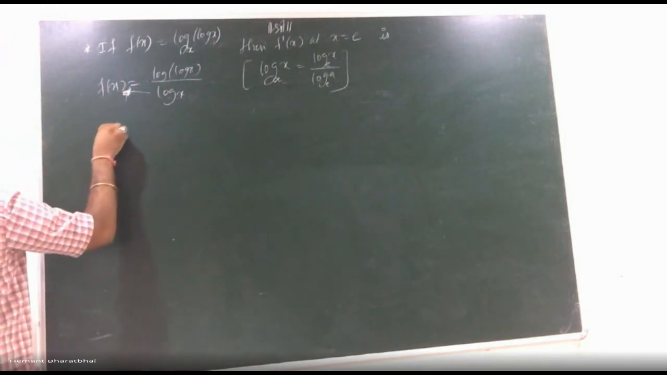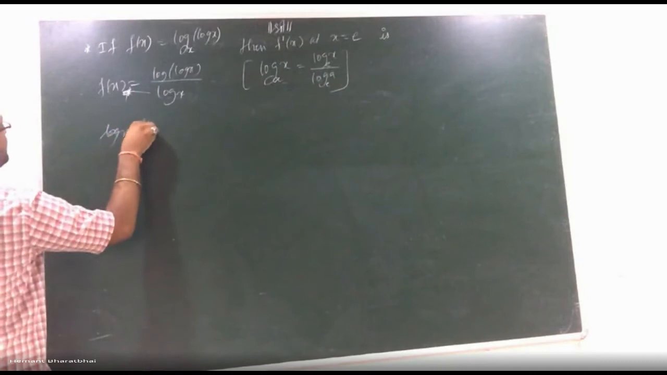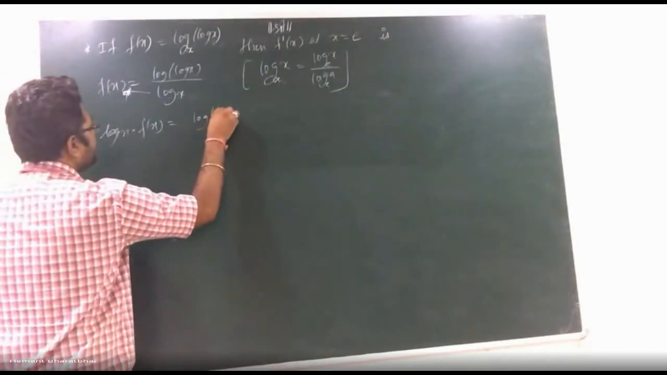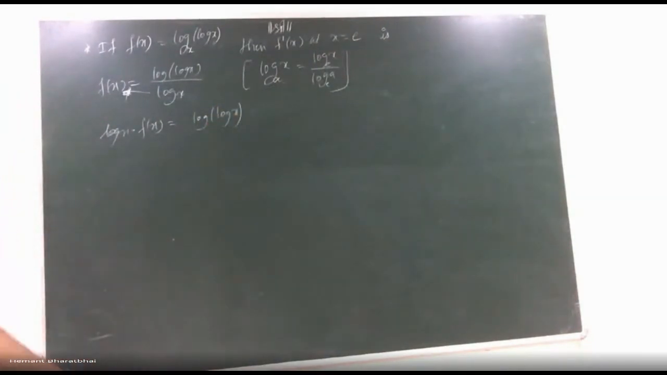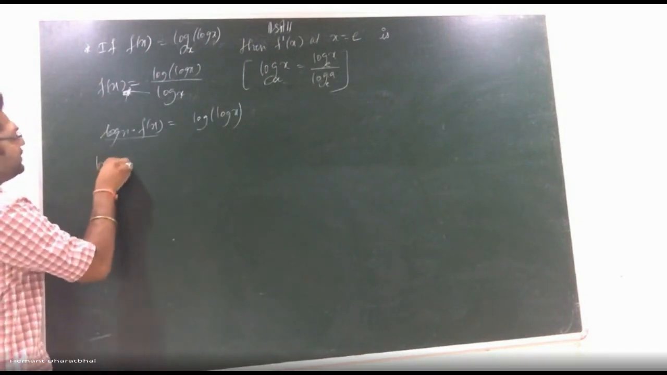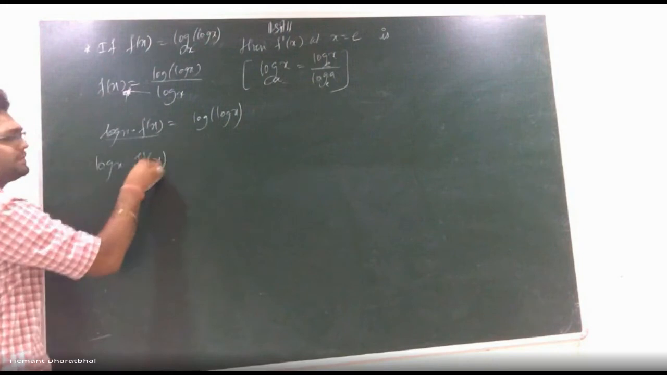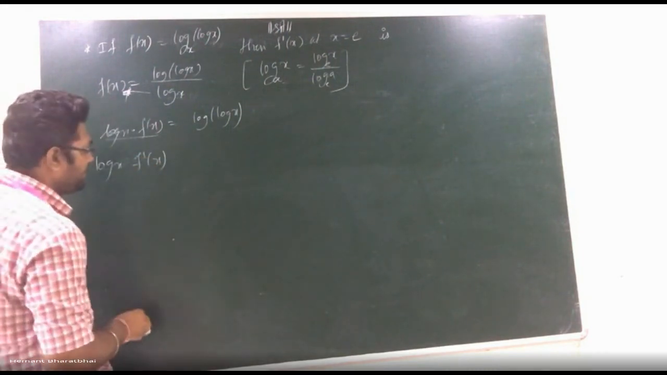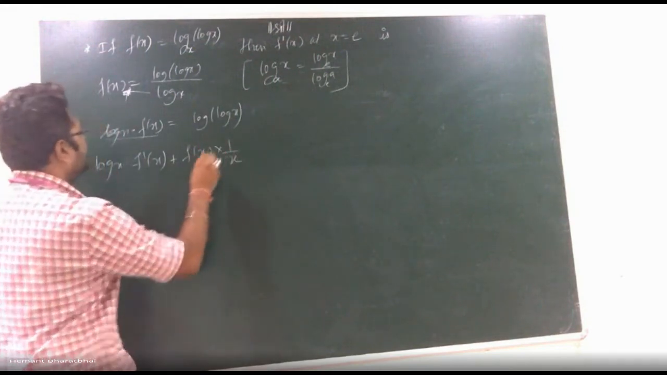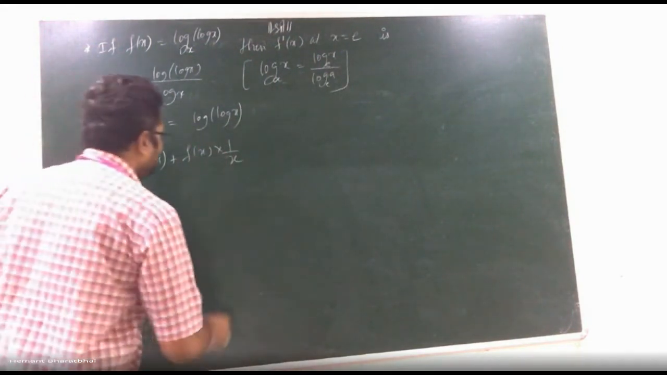So I'll get f(x) = log x. Now I will take the derivative, so I'll get f'(x). When I take the derivative here, I will have to apply the product rule, u into v. So log x is constant and the derivative of x is f'(x), f(x) is f'(x), plus f'(x) is constant and the derivative of log x will be 1 upon x.